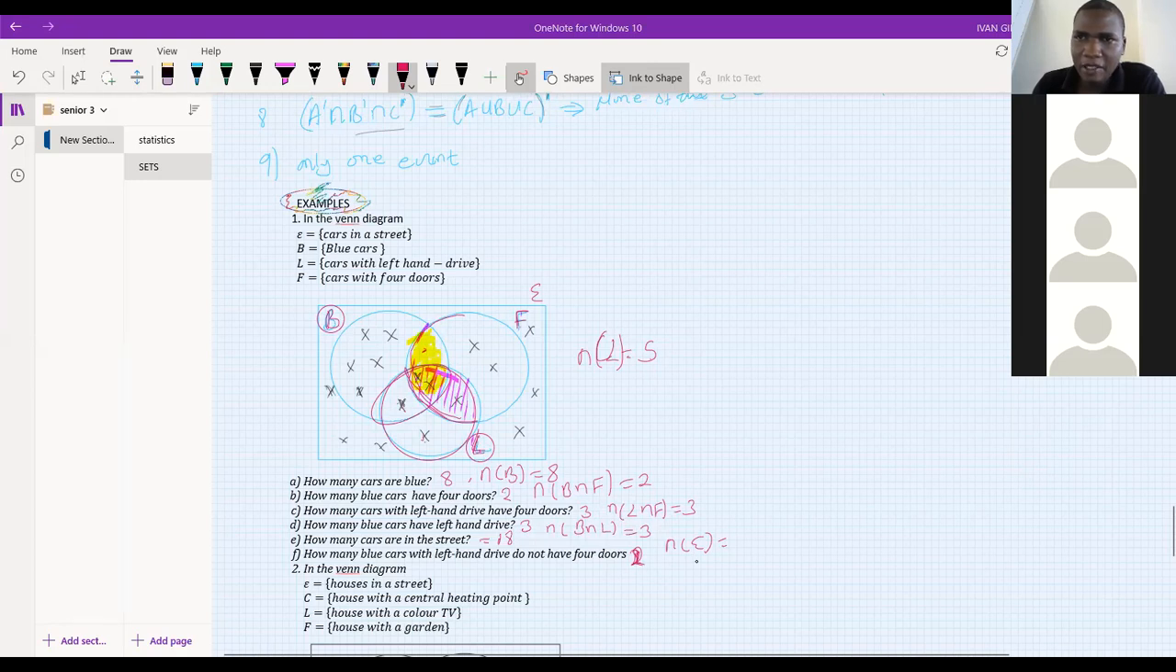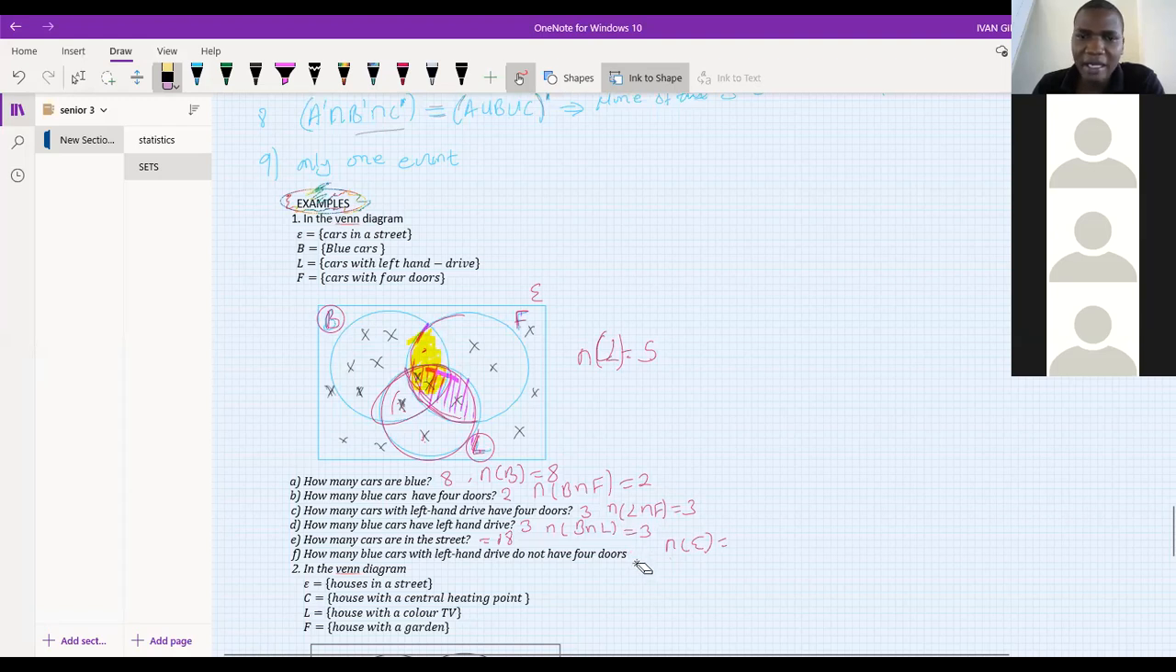Excuse me, sir. Yes, please. They said how many blue cars with left-hand drive do not have 4 doors? How many blue cars? Hey, we have left out this. The car has to be blue also. It has to be blue. So we're supposed to take this here. That is a good observation. That's a very good observation.